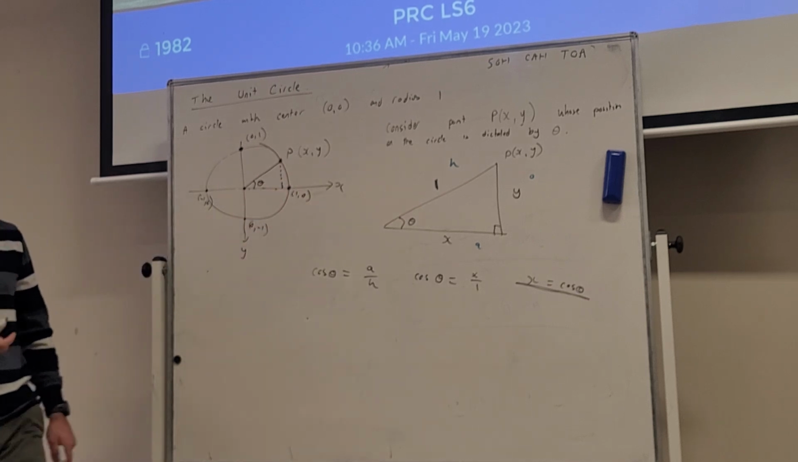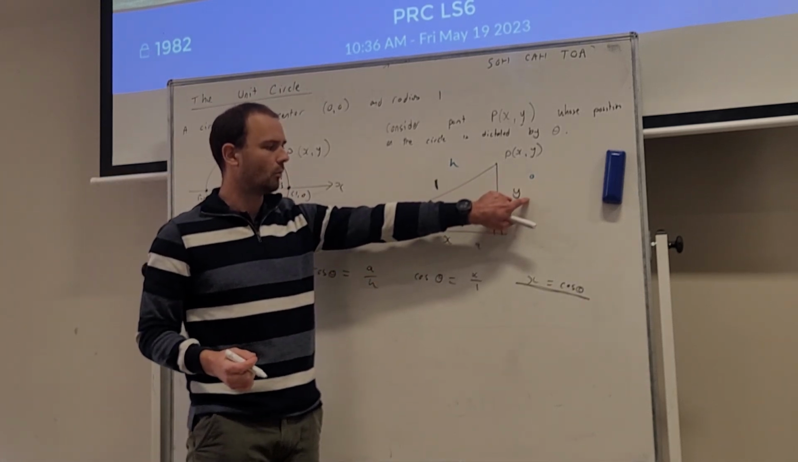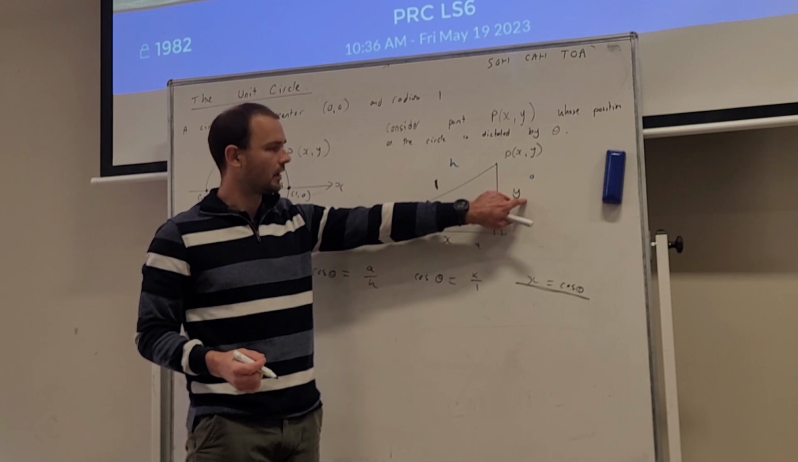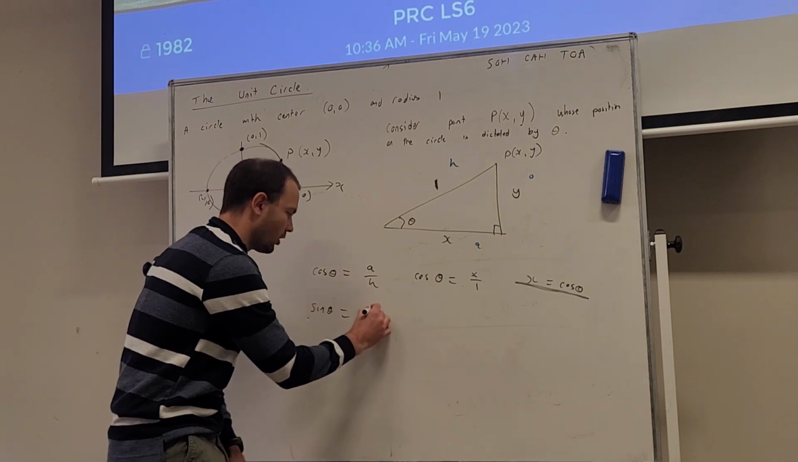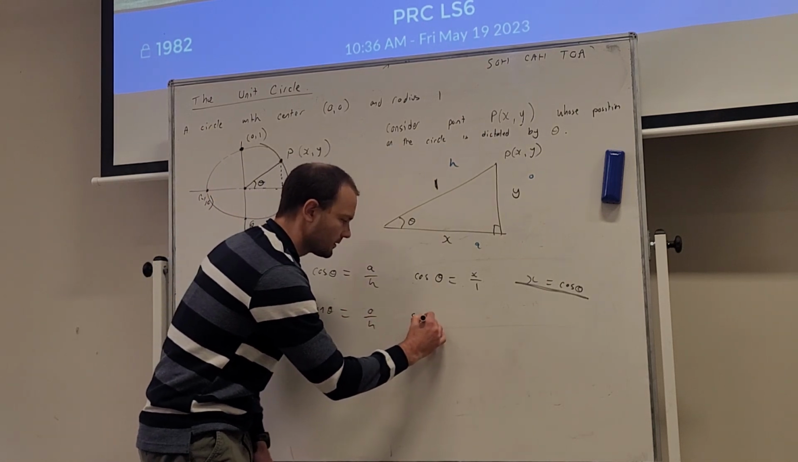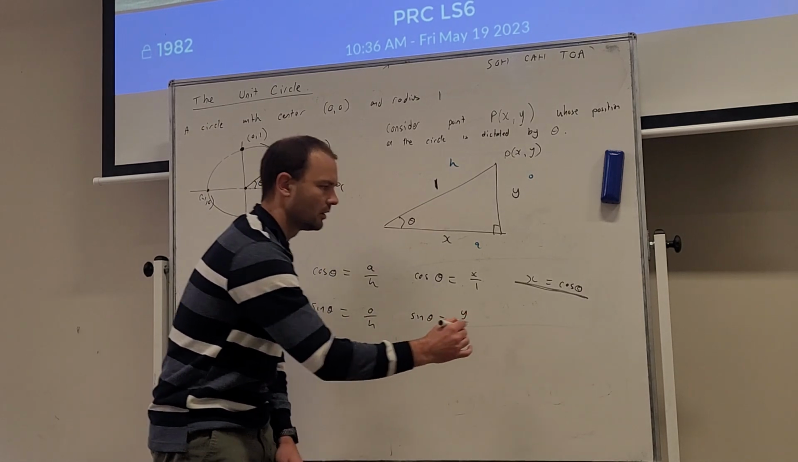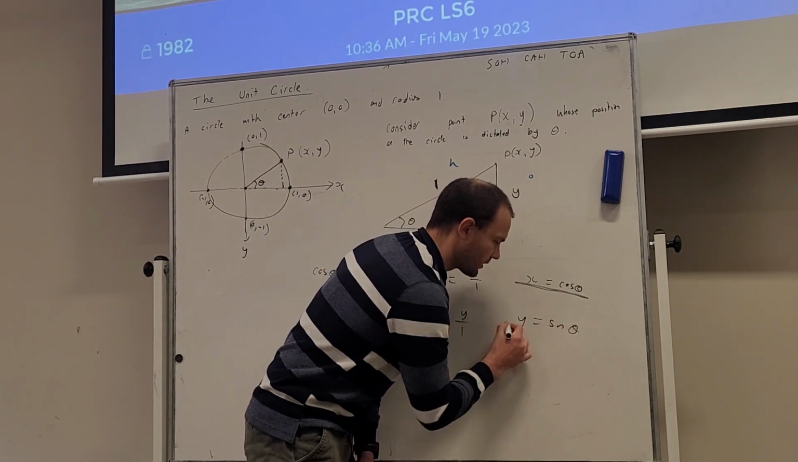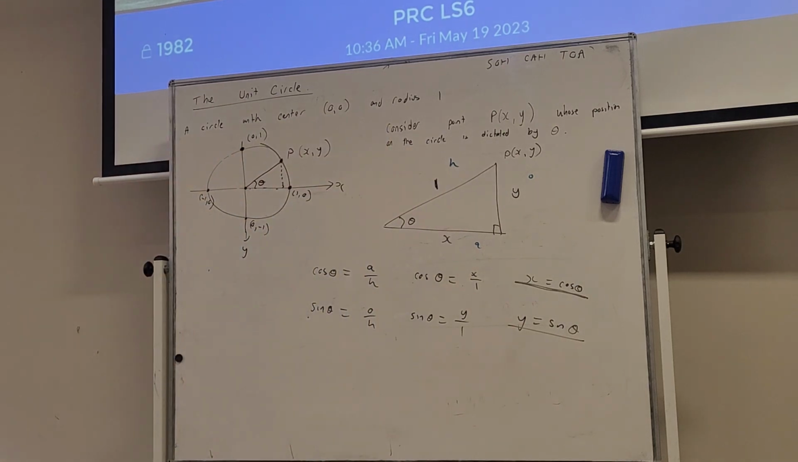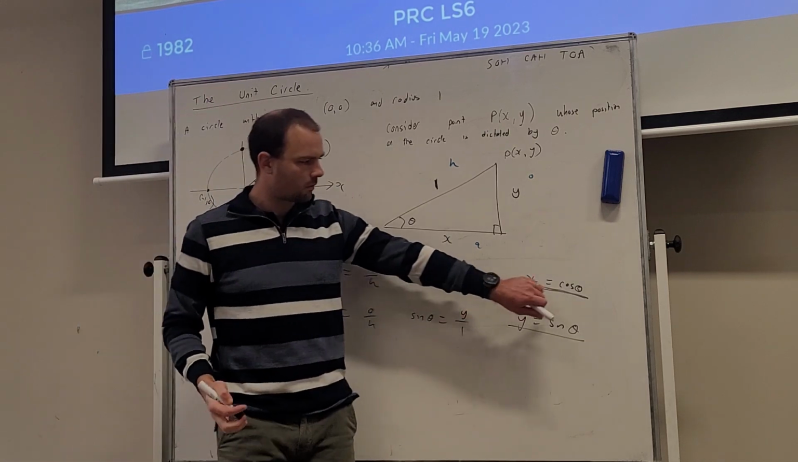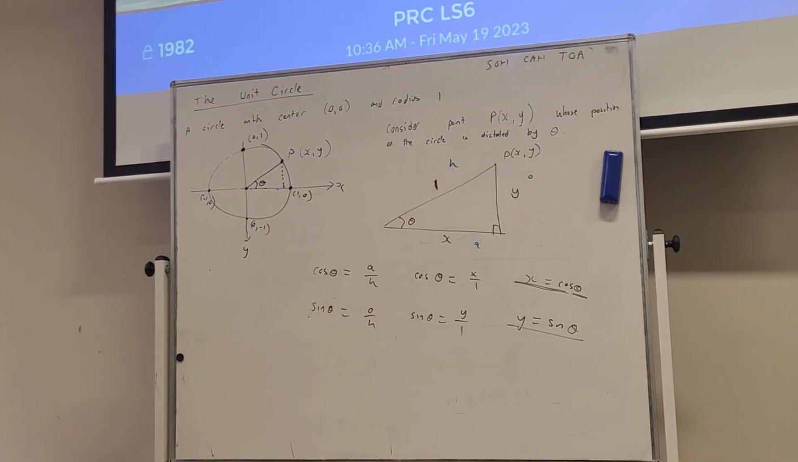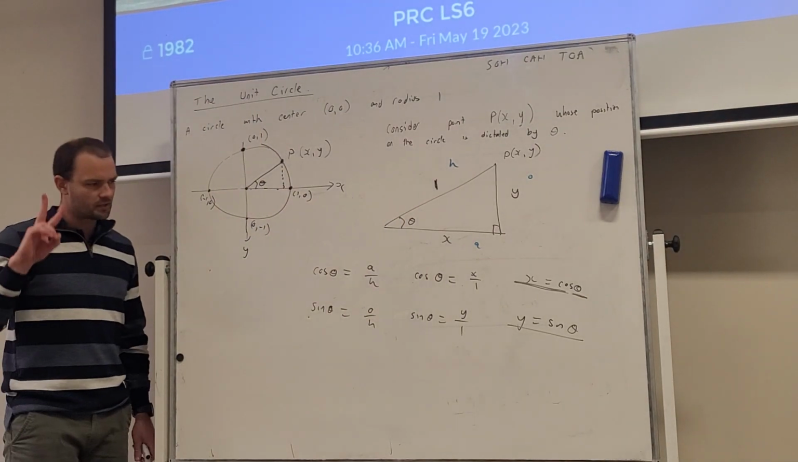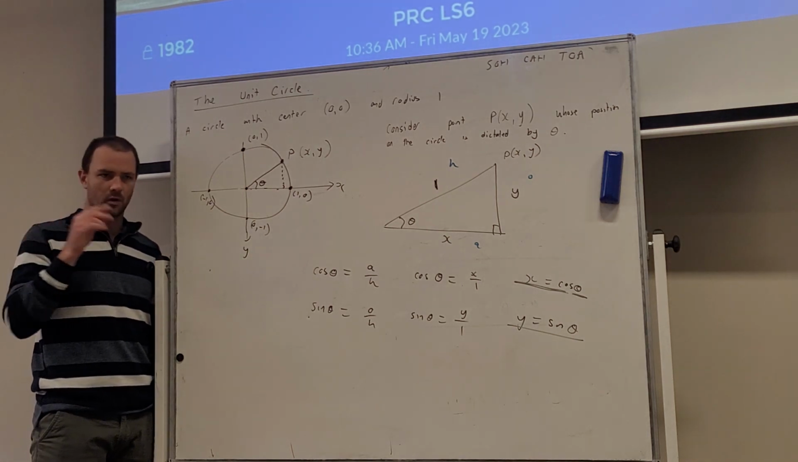All right. Let's try it for sine. Let's try it for y. If we're trying to get y by itself, we've got O and H. So we'll use sine theta is O on H. So sine theta is y on top of 1. Y is sine theta. So for any point on the outside of the unit circle, the x coordinate is cos of the angle, the y coordinate is sine of the angle. Really good. We're going to get the other two properties as well.